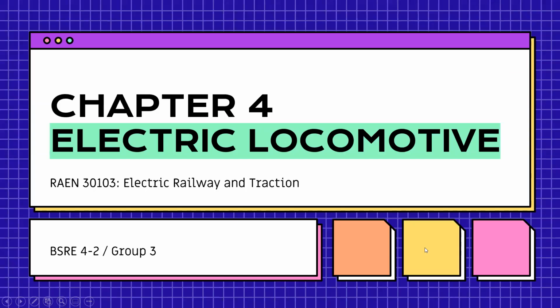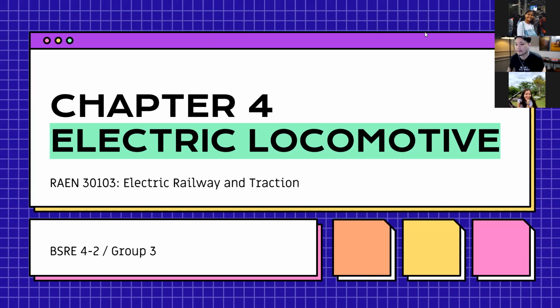Nakikita na po ba yung screen? Ayan. Yes po. Ayan, pwede na po kami mag-start. Hello, rinig po ba?